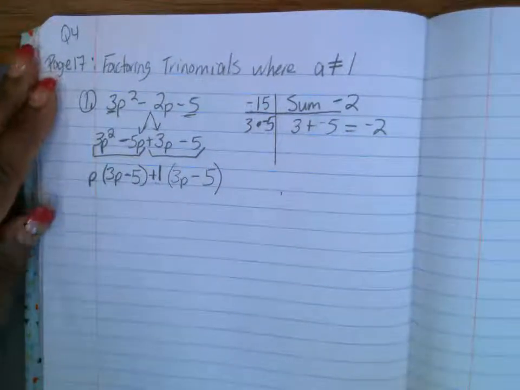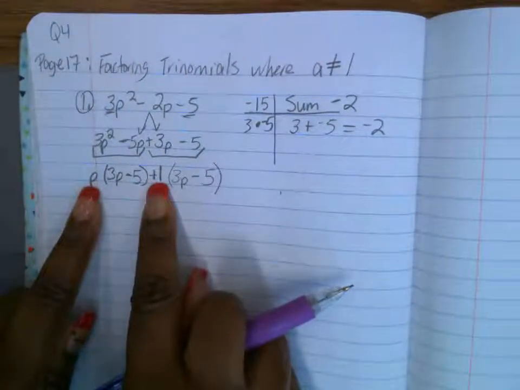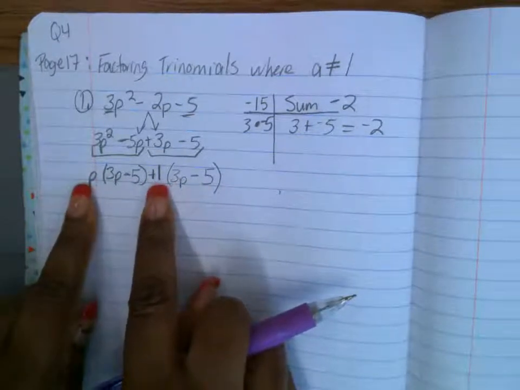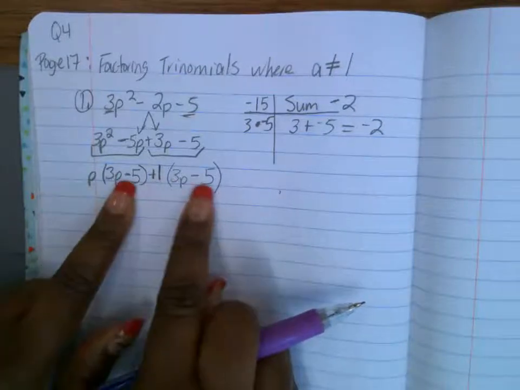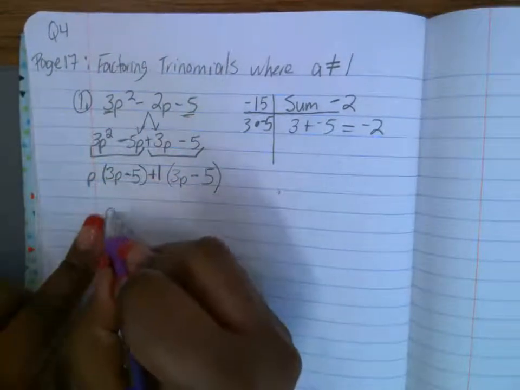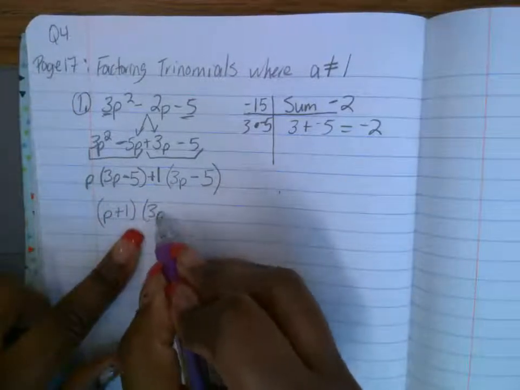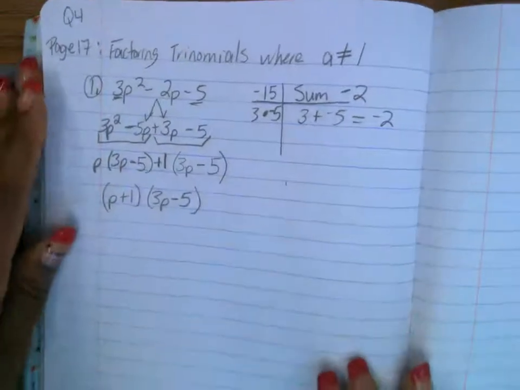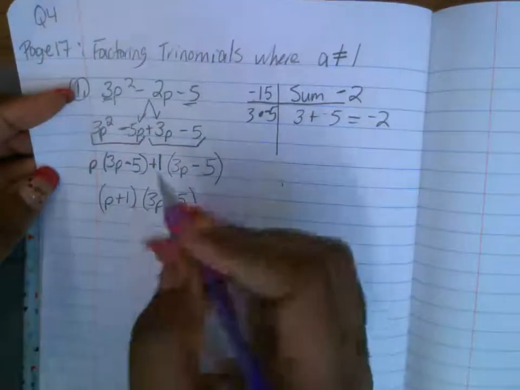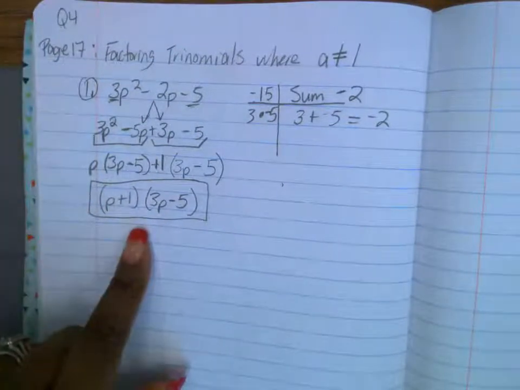So now, remember when we did factor by grouping? What I notice is these two terms here are being multiplied by the same binomial. P and a positive 1 are both being multiplied by the same number. So that means I can put these two numbers in parentheses together, P plus 1, and have it multiplied times what they had in common, being multiplied by the 3P minus 5. And this is going to be my answer. Any questions about how I got this?